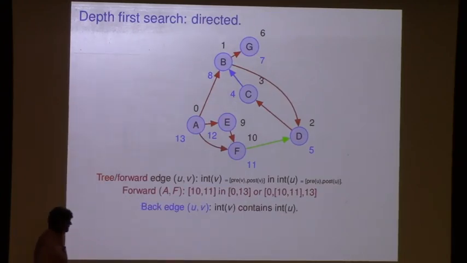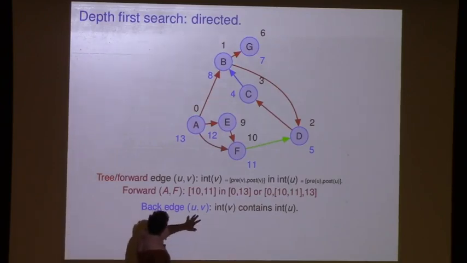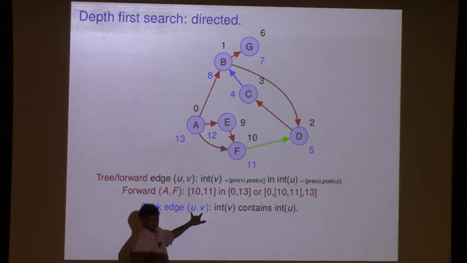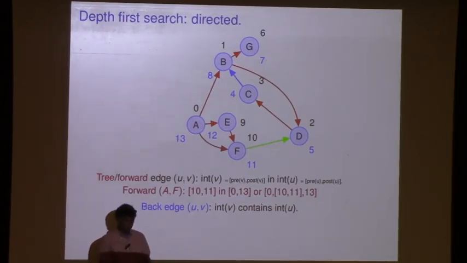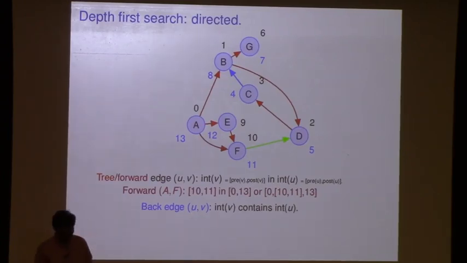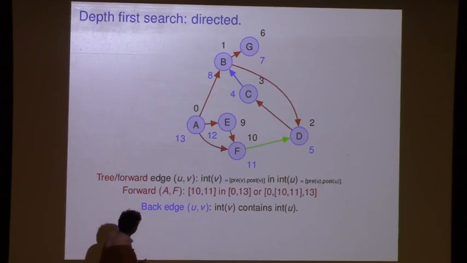Okay. Back edge, it's just the opposite. Do we see a back edge here? So a forward edge is from an ancestor to a descendant, or a tree edge. So what is a back edge? It's going to be from a descendant to an ancestor. And do you see that anywhere here? C to B.